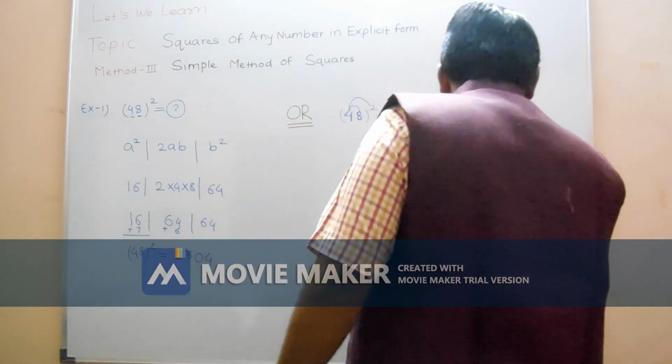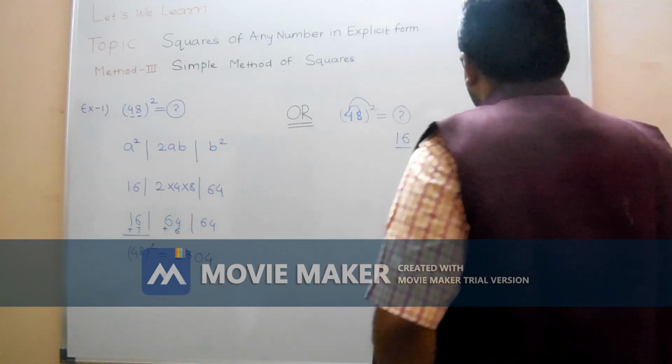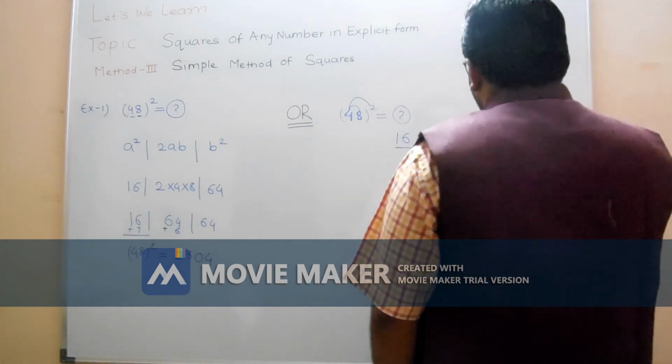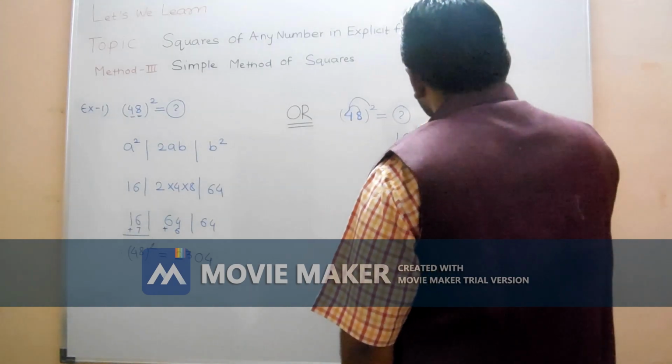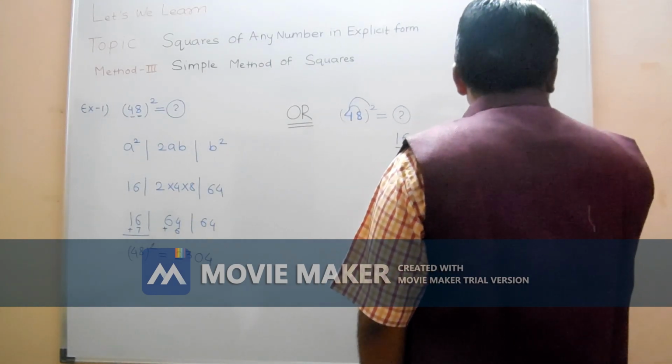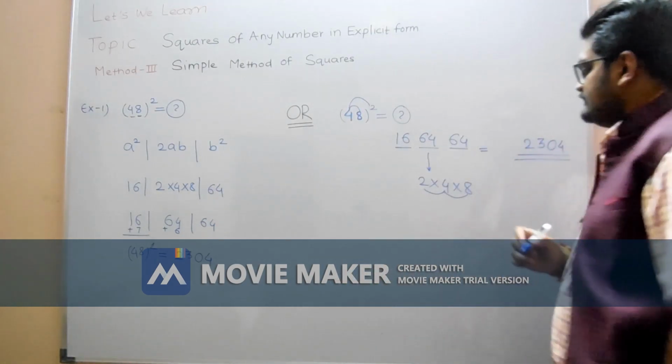Next step, 4 as it is, 6 carry over. 64 plus 6 is 70, 0, carry over 7. 16 plus 7 is 23. 2304 is the answer.